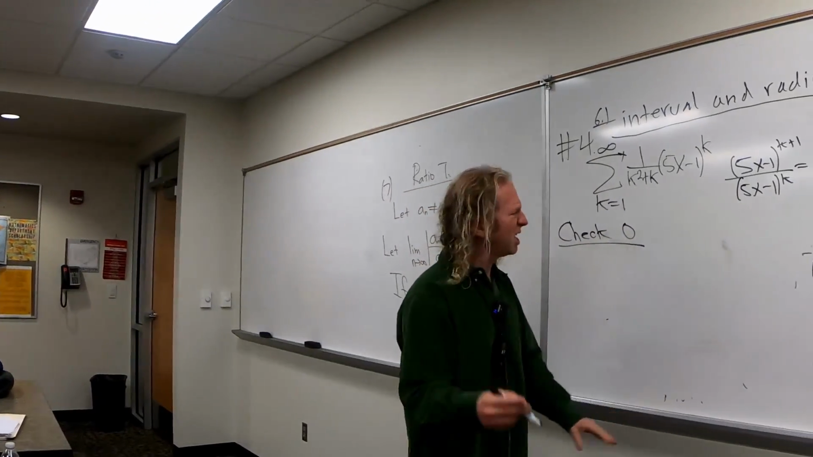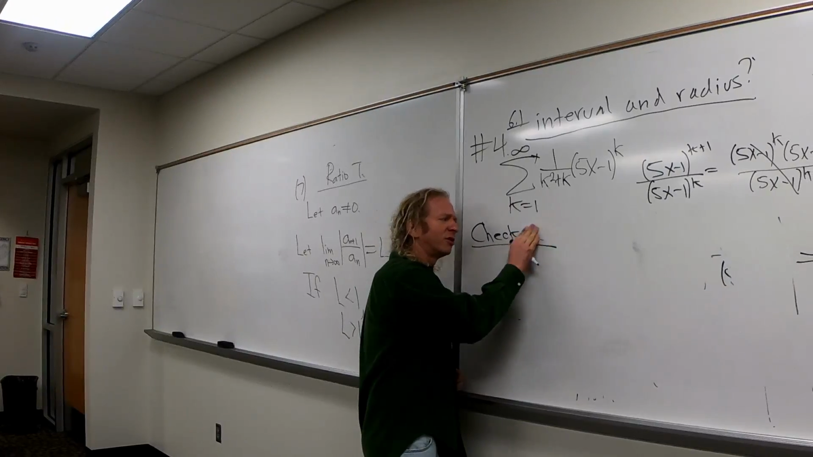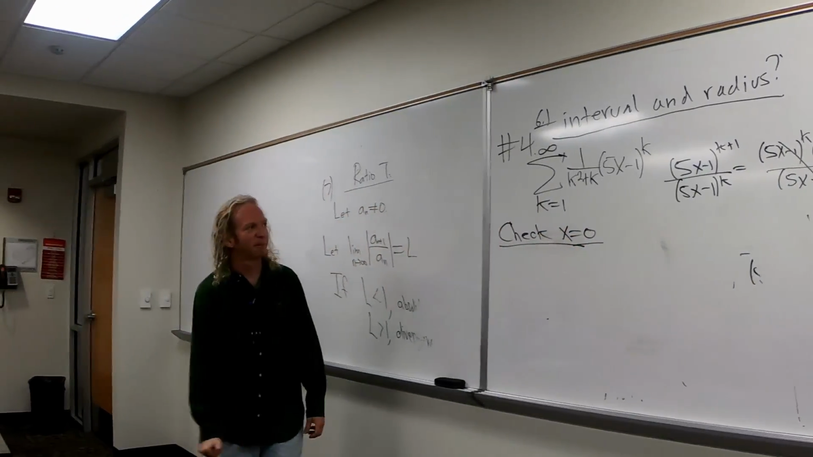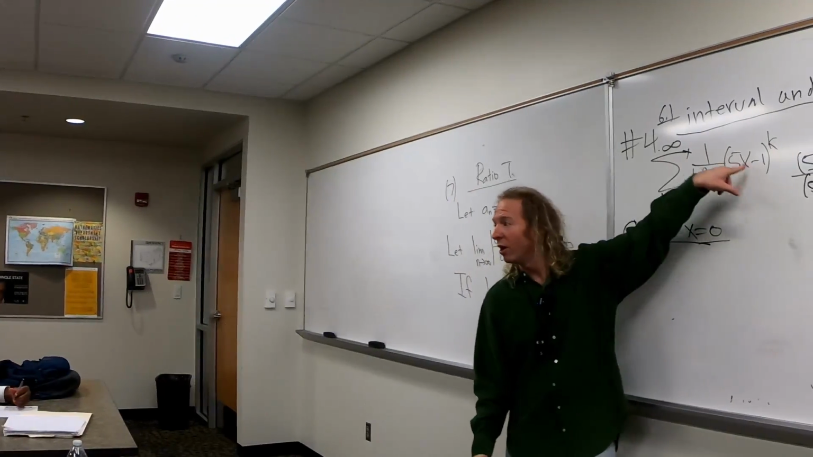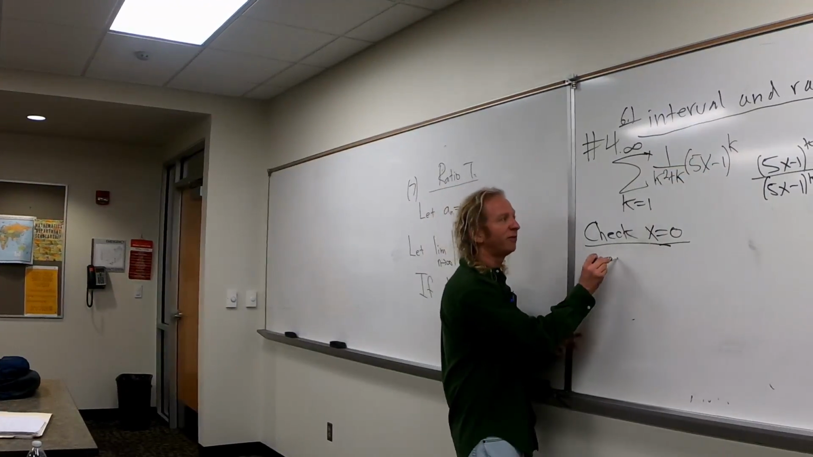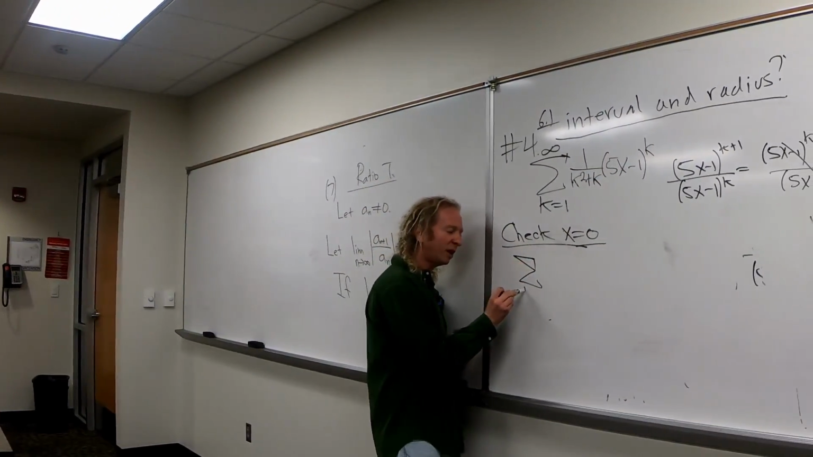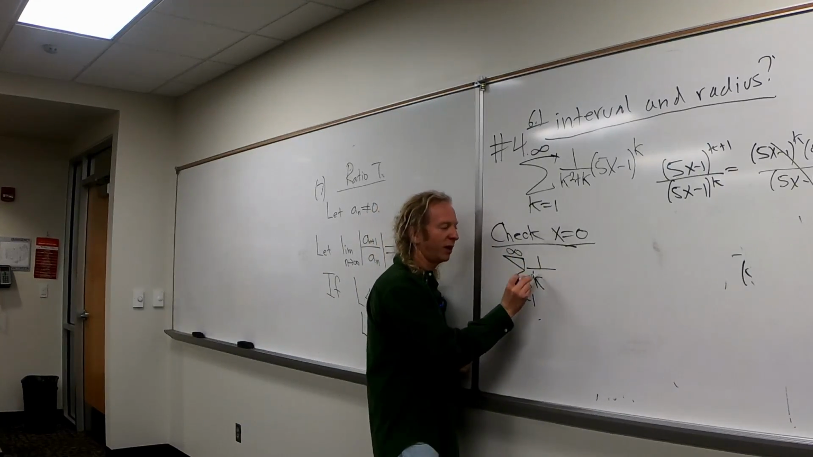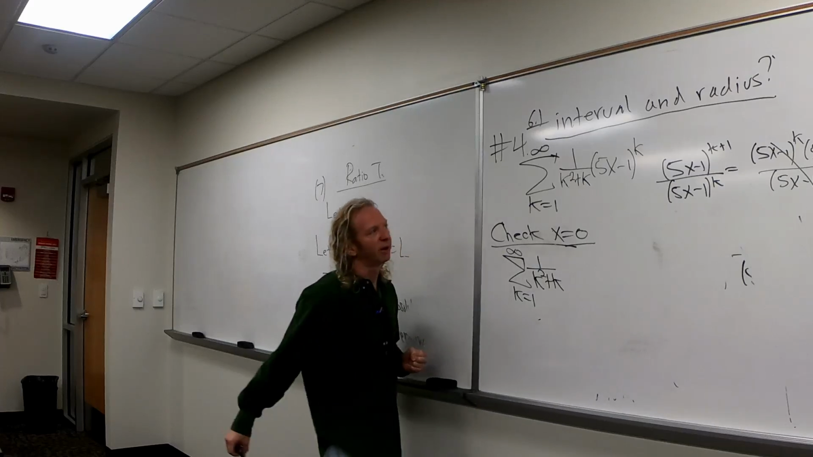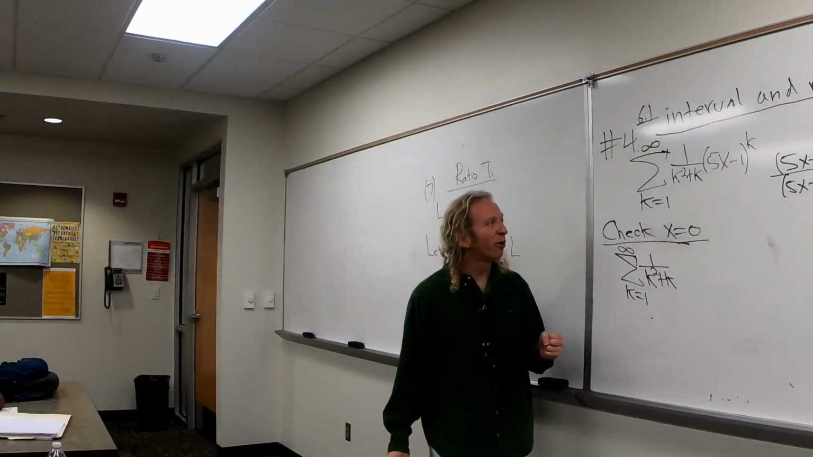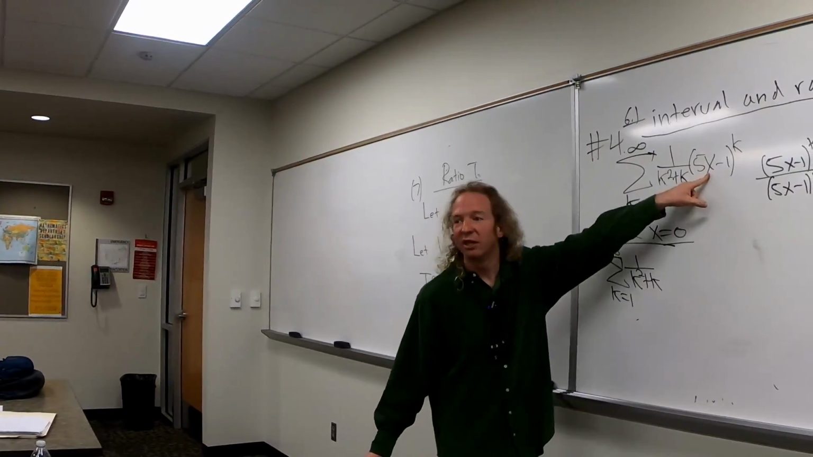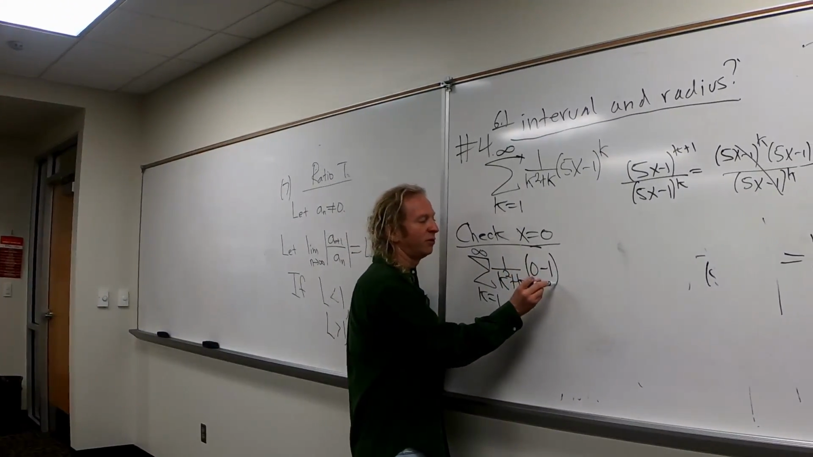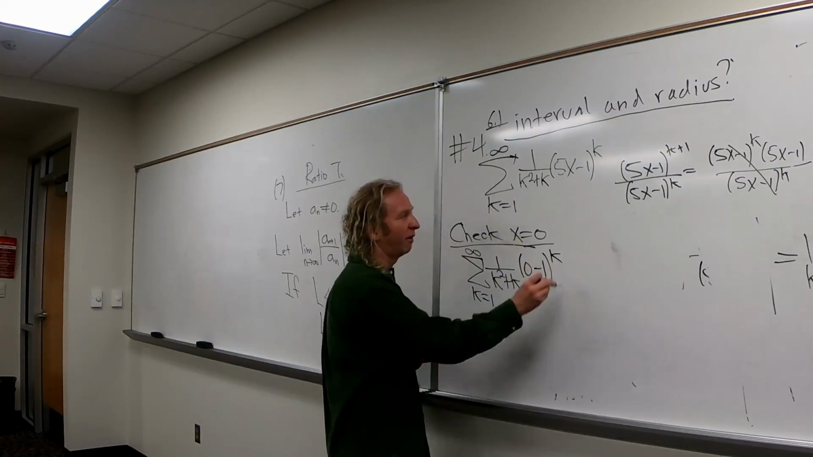Could I write x? Yeah, maybe I should do that, too. Check x equals 0. Because that's what we're doing, right? We're plugging in 0 for the x. So we have the infinite sum, k equals 1 to infinity, 1 over k squared plus k. And then we're going to plug in 0 for the x. So we have parentheses 0 minus 1 to the k.